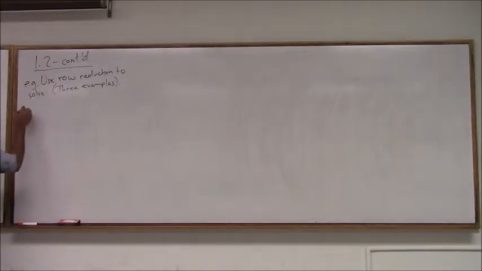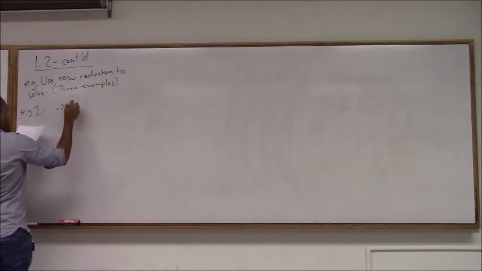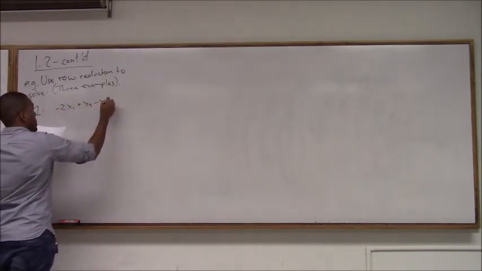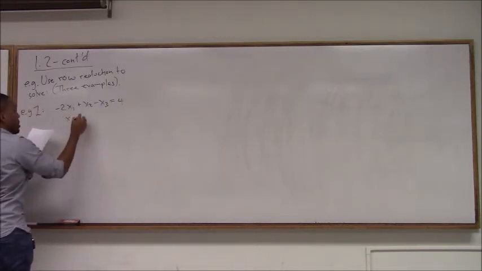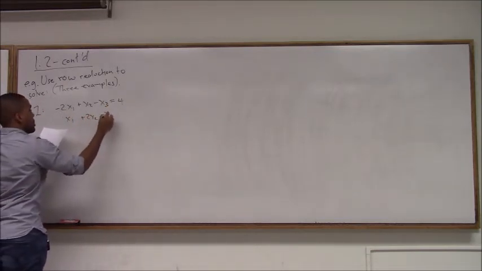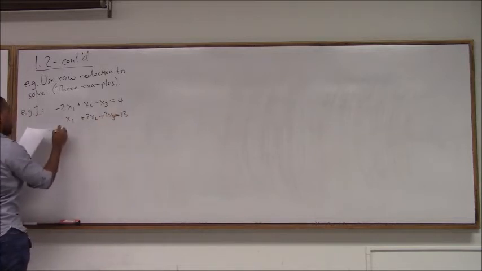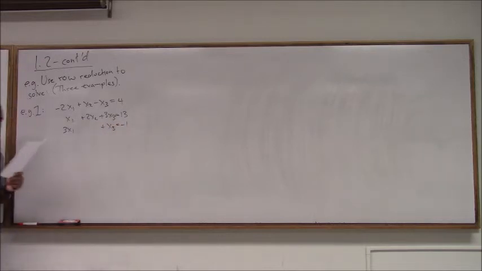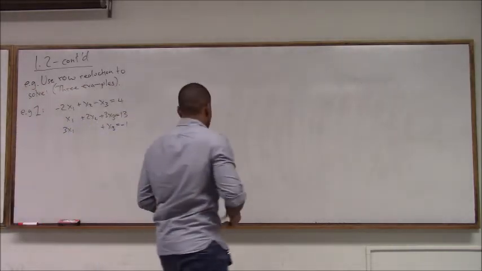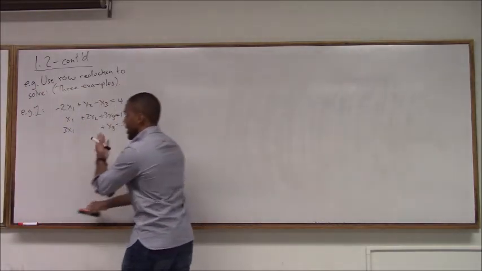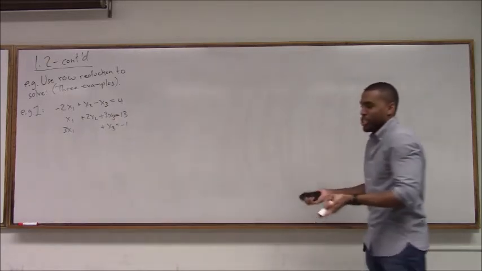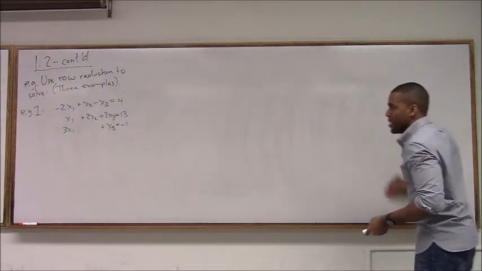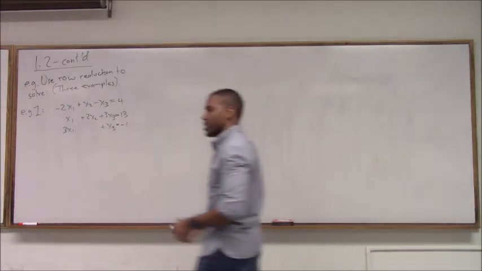So here's example 1. Minus 2x1 plus x2 minus x3 equals 4. x1 plus 2x2 plus 3x3 equals 13. 3x1 plus x3 equals minus 1. Anyway, row reduction is useful for many things besides solving systems of equations, so it's something that we should get pretty good at doing anyway, so the extra practice will not hurt.